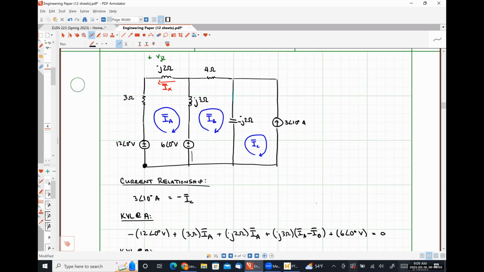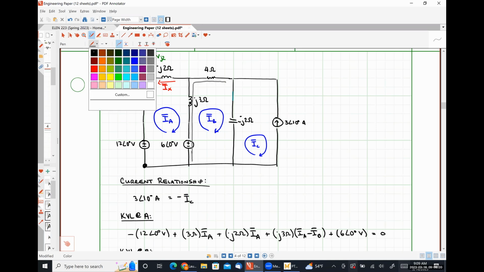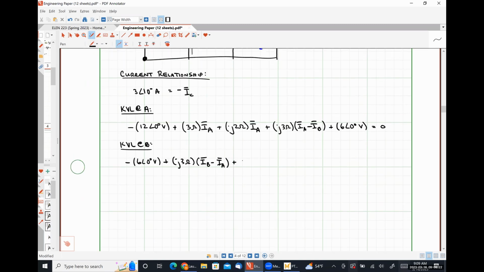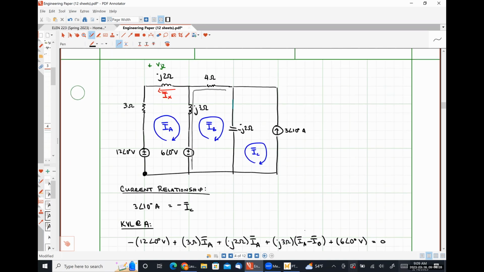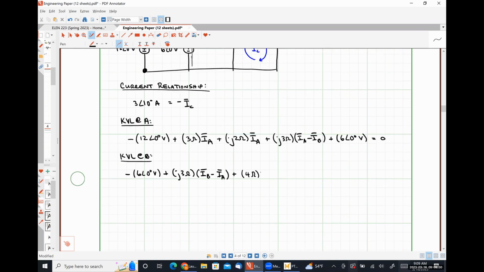What do we see next? We're following IB around its path. Yeah, so the 4 ohms. So now we are up here through the 4 ohms. Absolutely right. And what current does the 4 ohm resistor see? Just IB, since it's on the edge of the circuit.